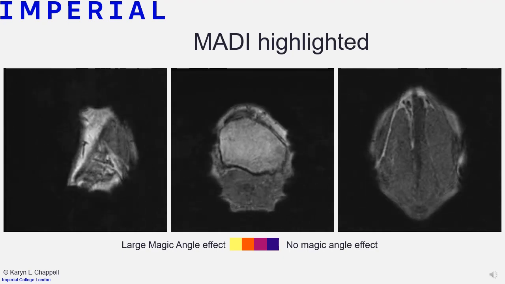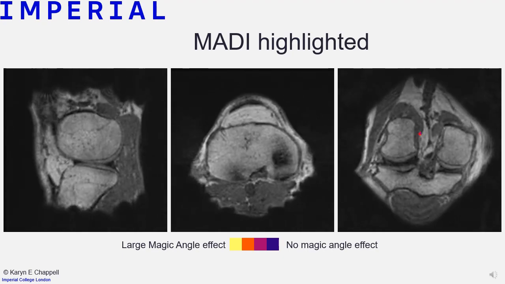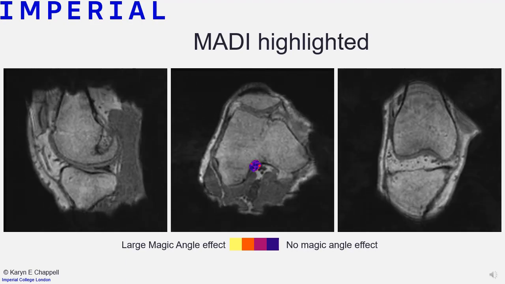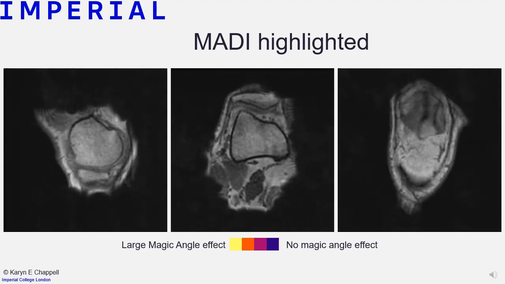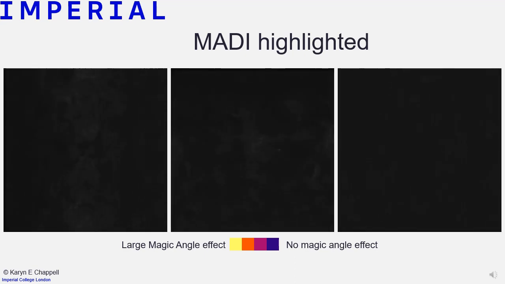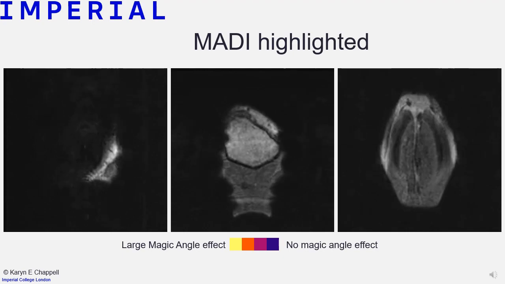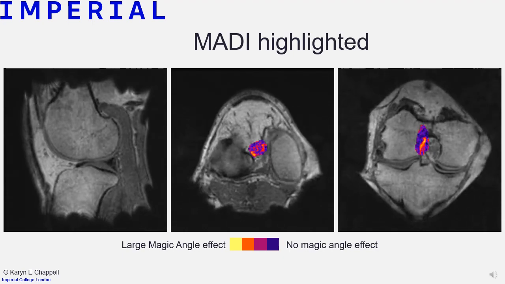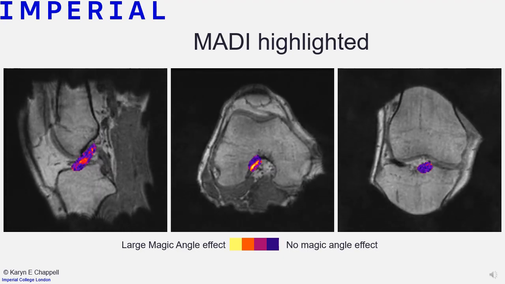Here are images where the magic angle effect in an ACL is highlighted. In the axial slice, it's possible to see several fibre bundles which excited the radiologists. You're looking out for the yellow flame in the sort of centre of the coloured part, which indicates the greatest magic angle effect.